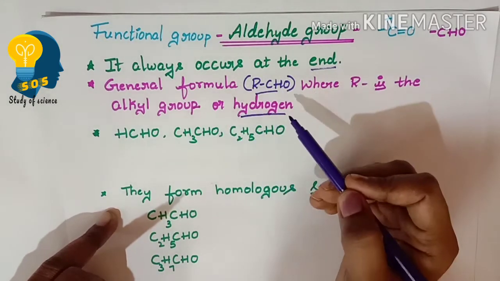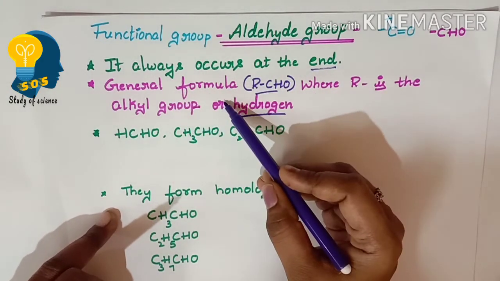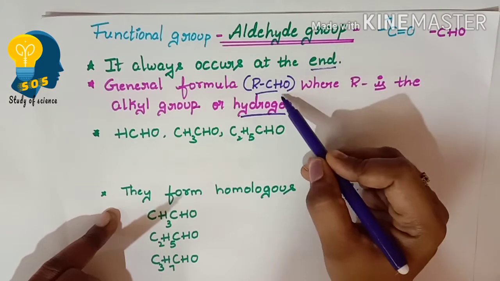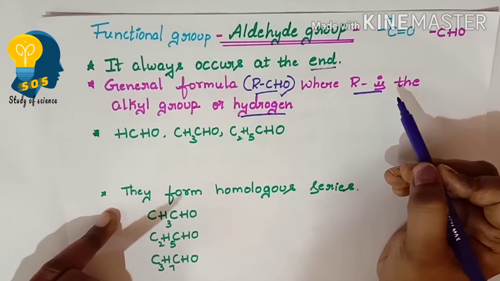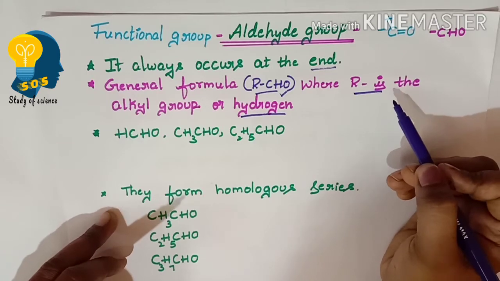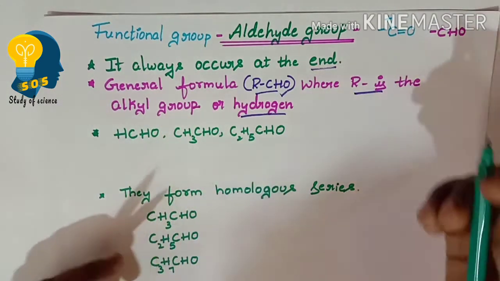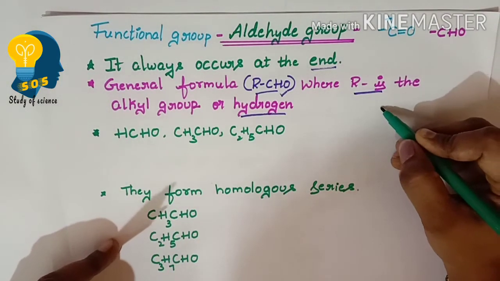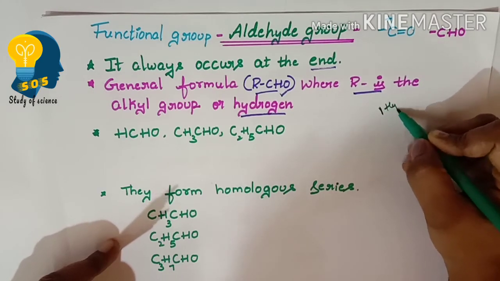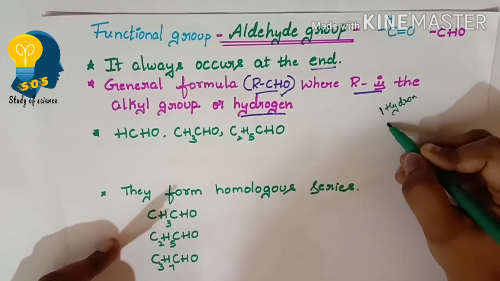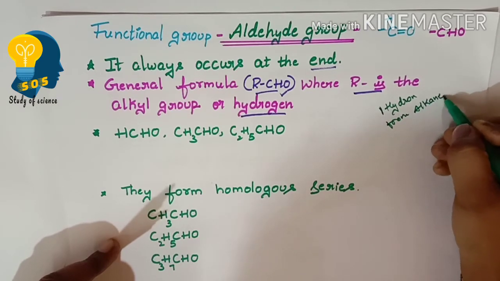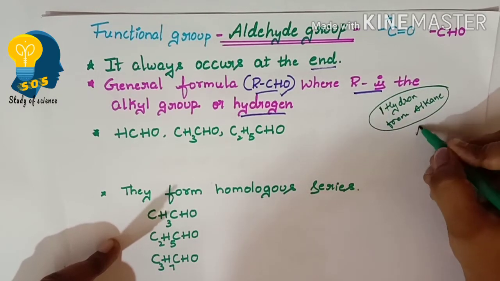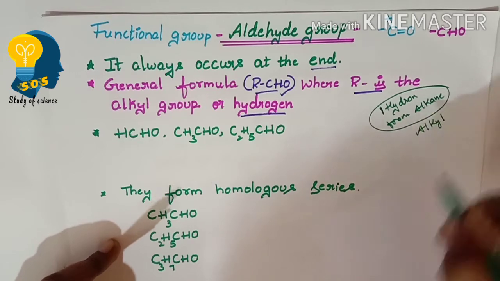And what about the general formula? The general formula for the aldehyde group is RCHO, where R is the alkyl group. What is alkyl? Once again, let us revise. Alkyl is when we remove one hydrogen from alkane. When we remove one hydrogen from alkane, we get alkyl group, right?